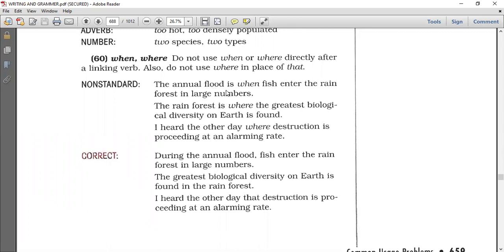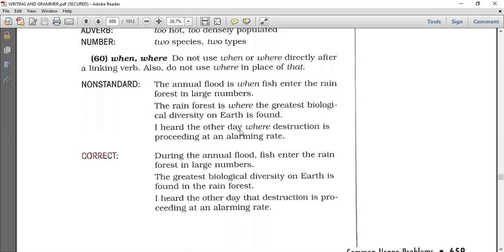We can rephrase the sentence. Okay? During the annual flood, fish enter the rainforest in large numbers. We can rephrase the sentence or say it in another way. The rainforest is where, that's wrong. Remember guys, never use when or where after a linking verb. How can we correct it? Look at this example. The rainforest is where the greatest biological diversity on Earth is found. See how it is corrected? The greatest biological diversity on Earth is found in the rainforest. So we rephrase the sentence.